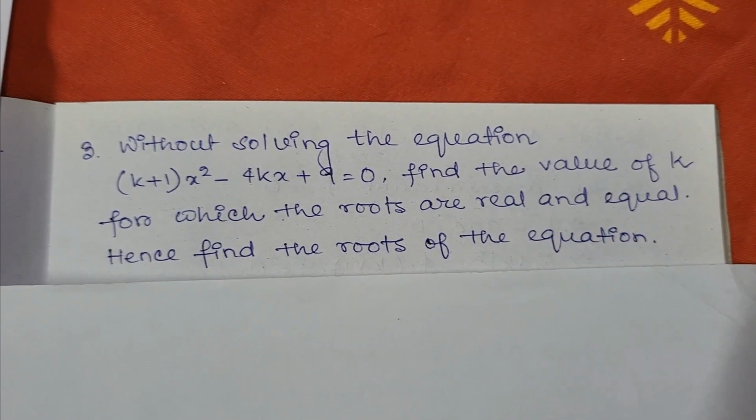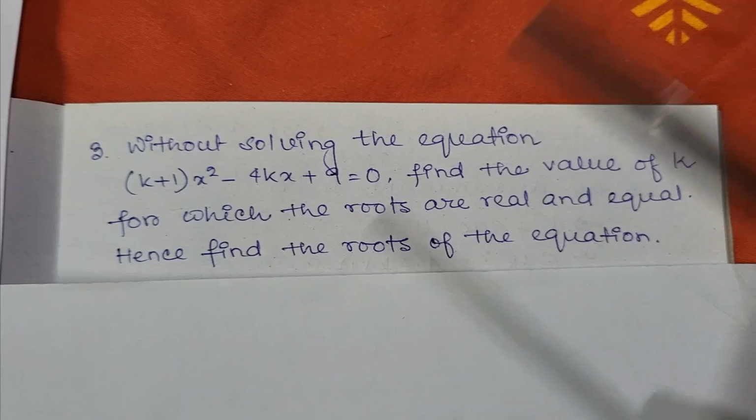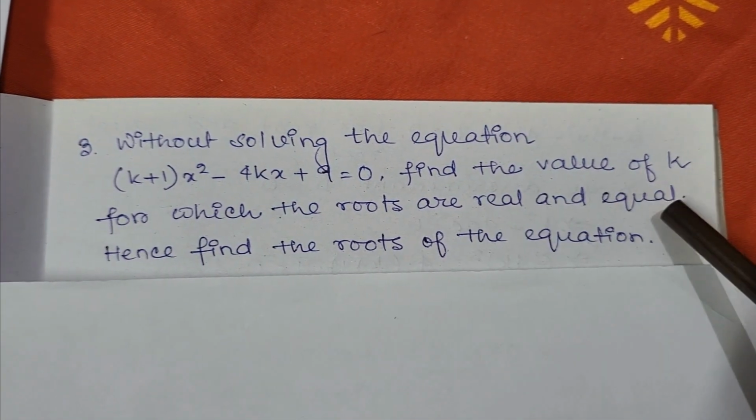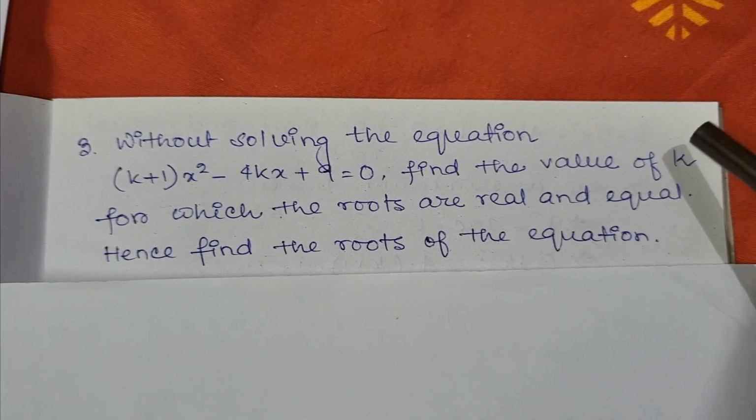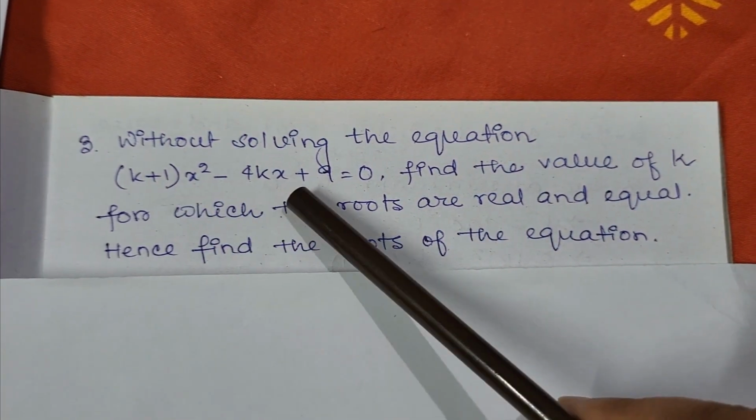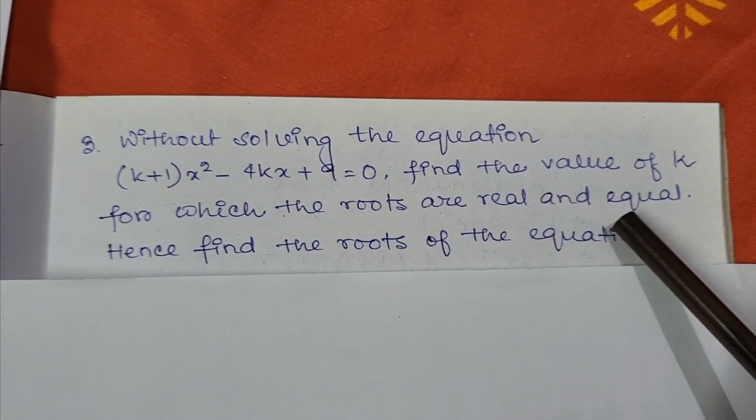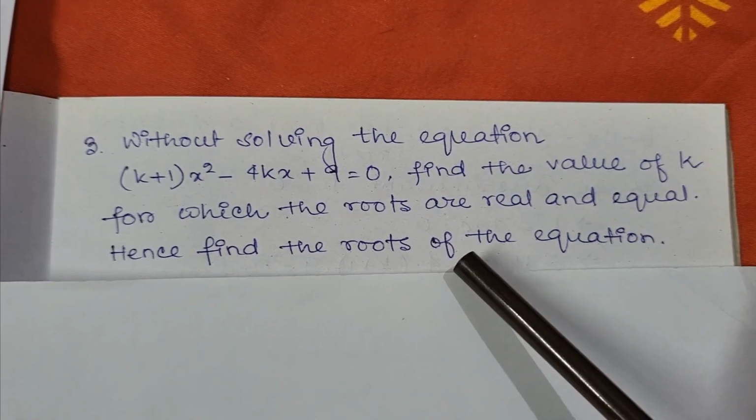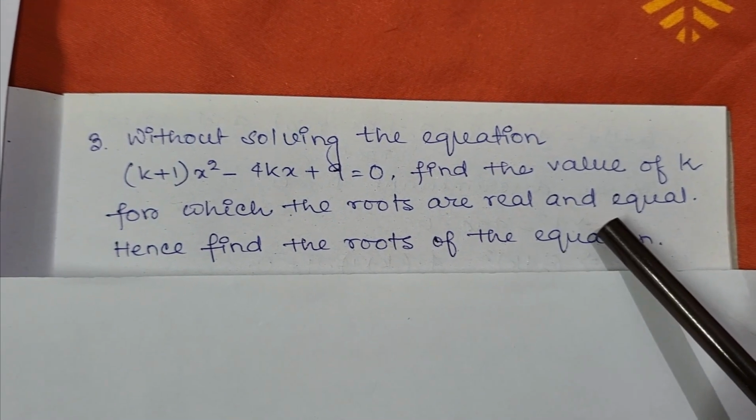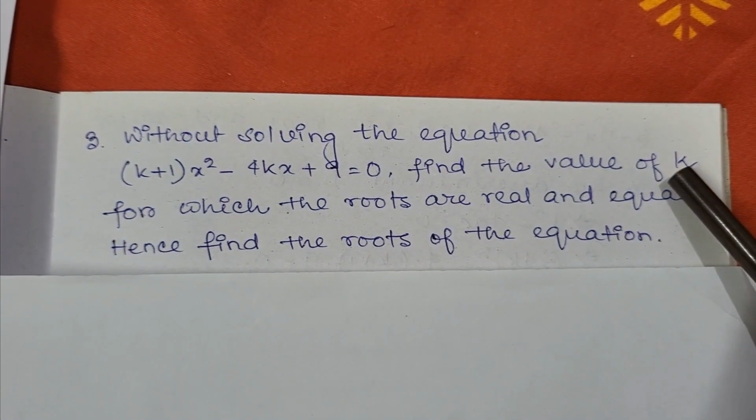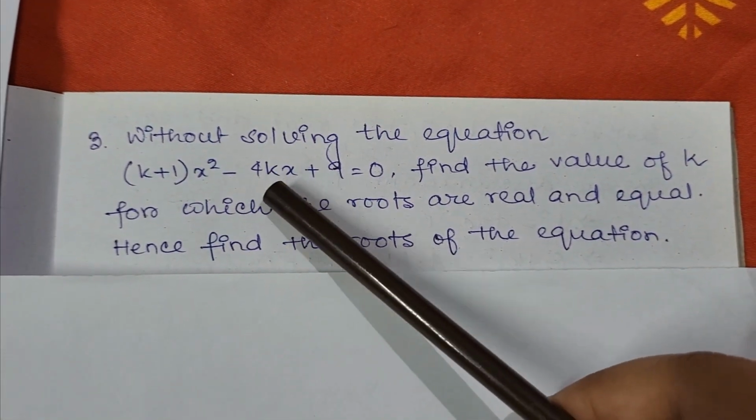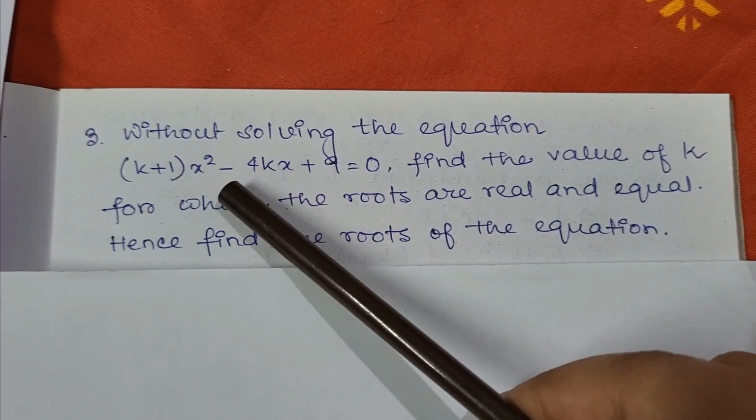This question says that without actually solving this equation, we need to find the value of k. So, how to actually do that: we come to the second part, which says, for which the roots are real and equal. That is, we need to find a value of k for which the equation has real and equal roots. The second part of the question says, find the roots of the equation. That is, we need to first find the value of k, then substitute the value of k in this equation, and then solve this equation for the values of x.